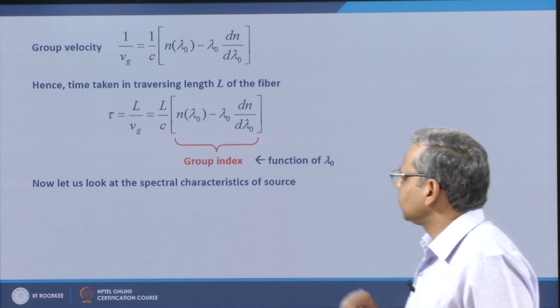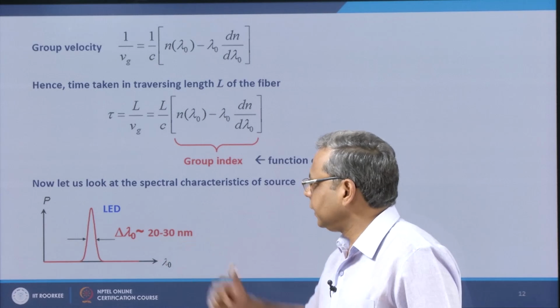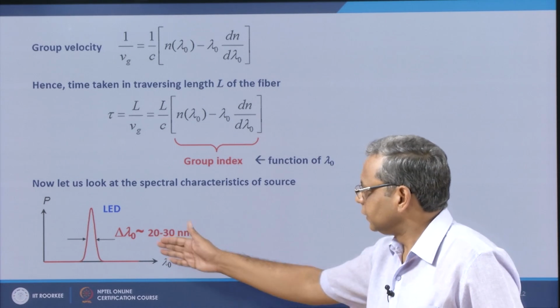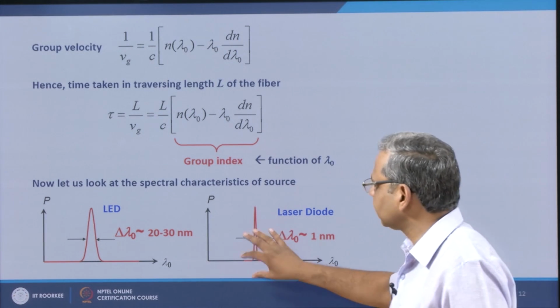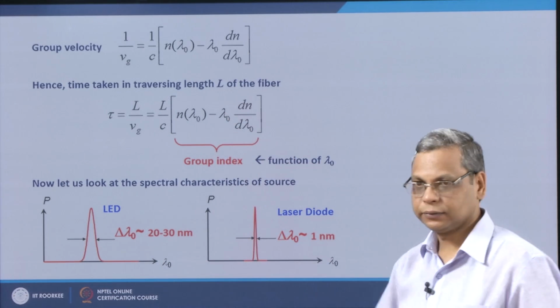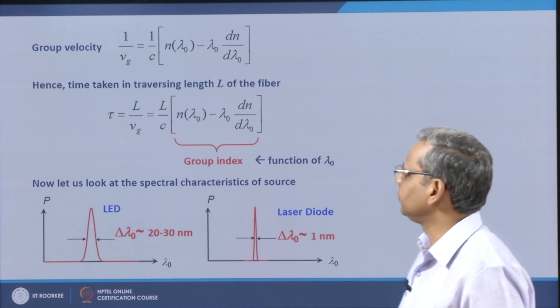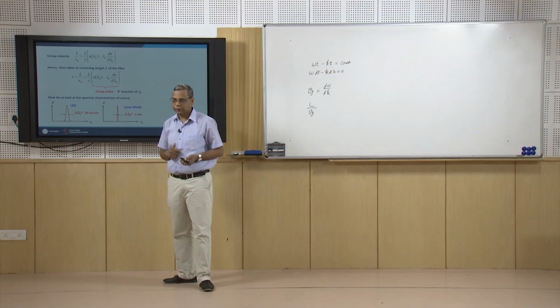Now, let us look at the spectral characteristics of the source, what wavelengths, what values of lambda naught I have. If I take the LED, then this is the line width, and if I take a laser diode, this is the line width, and all the wavelength components which fall into these line widths would now contribute here. They have different transit times. What would be the implication of this on the broadening? How much would be the broadening?